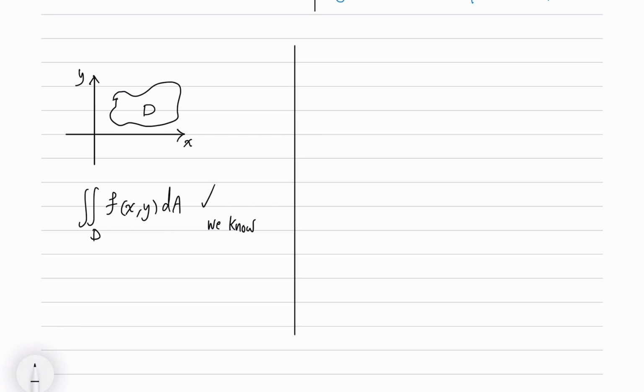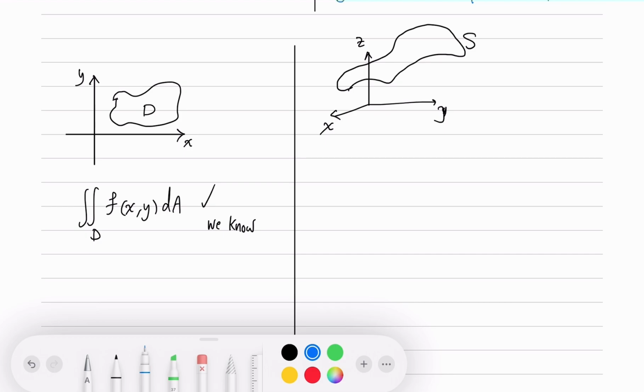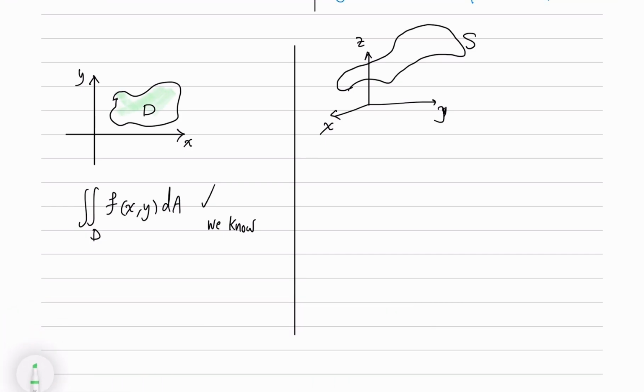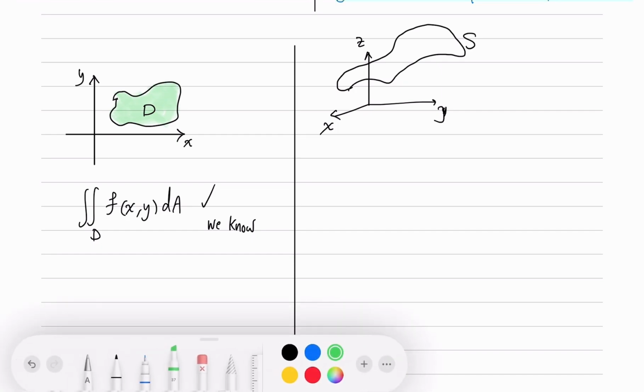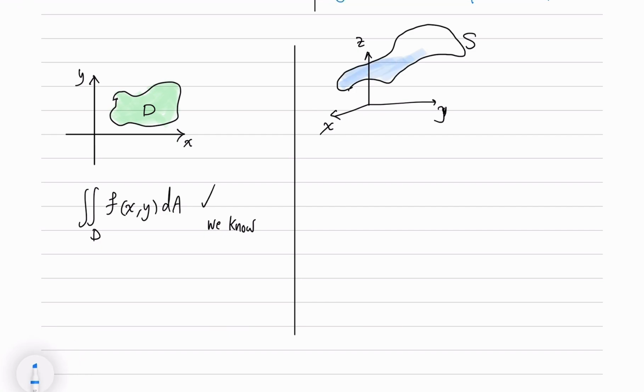Now we want to integrate a scalar valued function not defined on a region of the plane, but on a surface that has curvature. So we have some two-dimensional object, but with some curvature sitting in R3, with x, y, and z here. And as I have been following this convention with colors, green is the parameterization region, blue is the surface that we are interested in. That's the real thing, the blue is the real object.